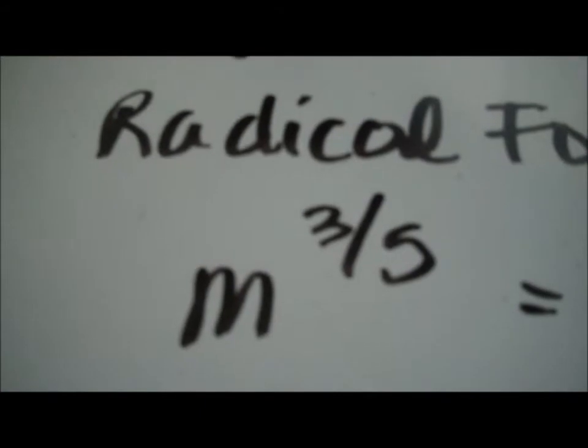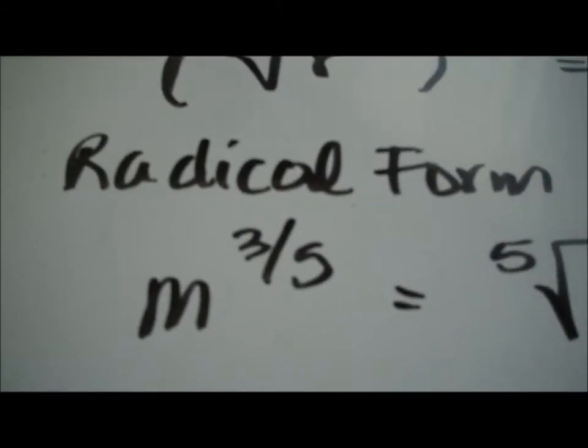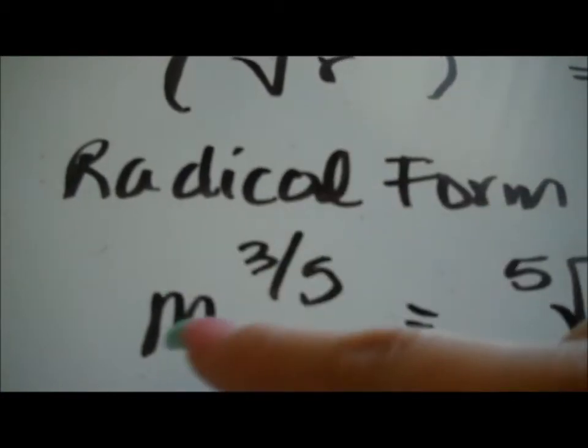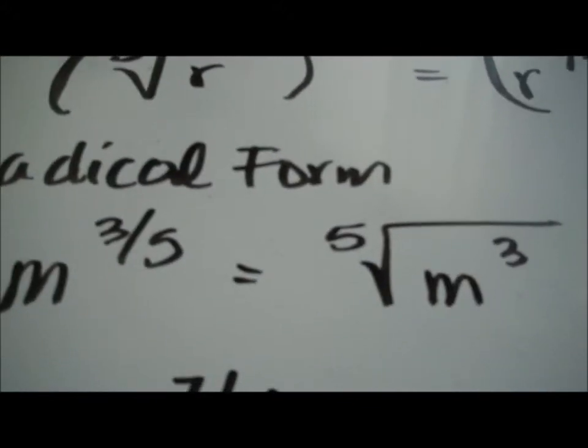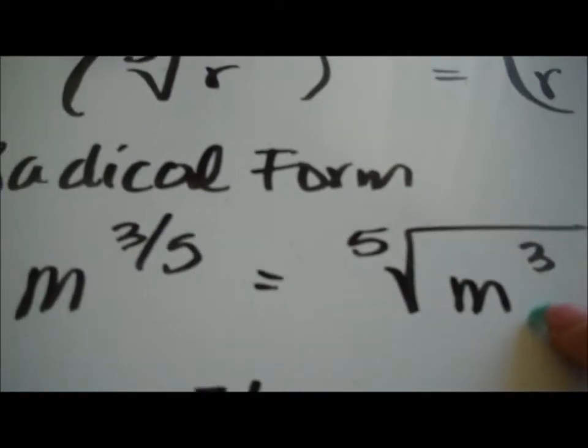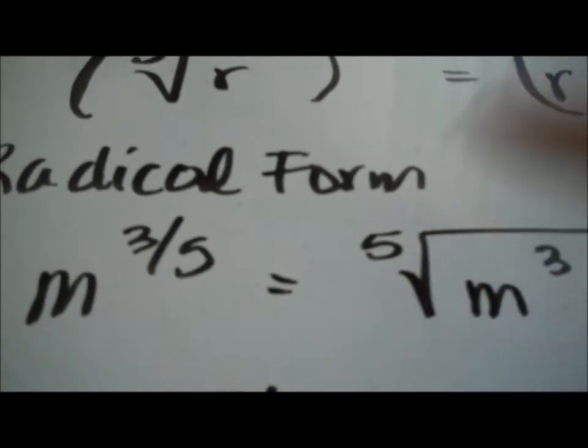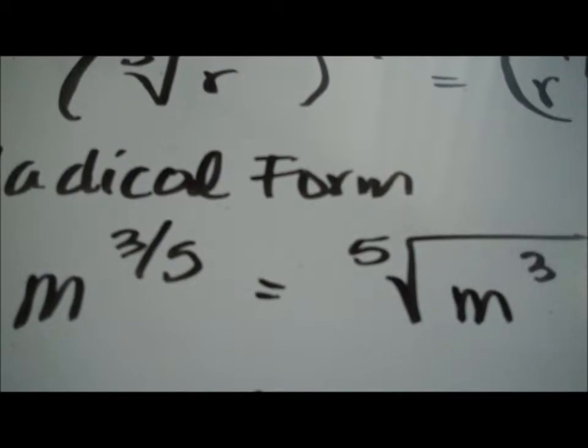So sometimes we will get something like this. We have m to the 3/5 power. We need to change that into a radical form. So remember, the 3 is going to stay with the m, and the 5 is going to be our index number. So I can rewrite that as such. So m to the 3rd stays inside, raised to the 5th root here.